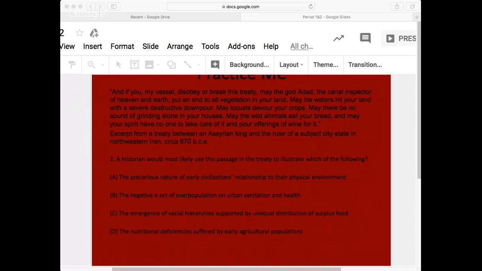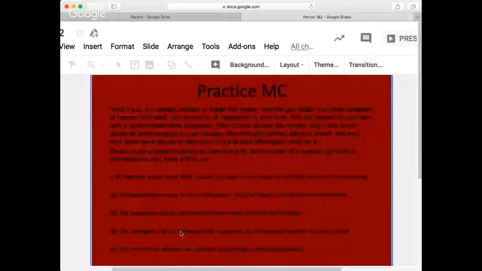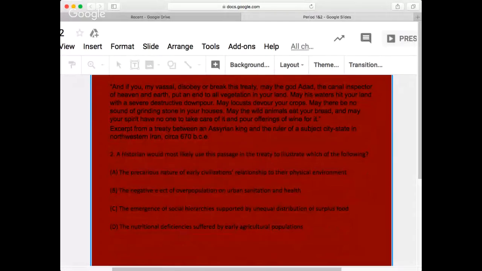Okay, so, oh, nope. I was wrong. It is A. The precarious nature of early civilization's relationship with their physical environment. So I guess go off of what I said before then, that this broader answer is the correct one. And then I guess our reason would not be C, because it doesn't talk as much about the social hierarchies as it does their relationship to the environment. That makes sense, and it is the broader one. All right, take back what I said a couple minutes ago then.